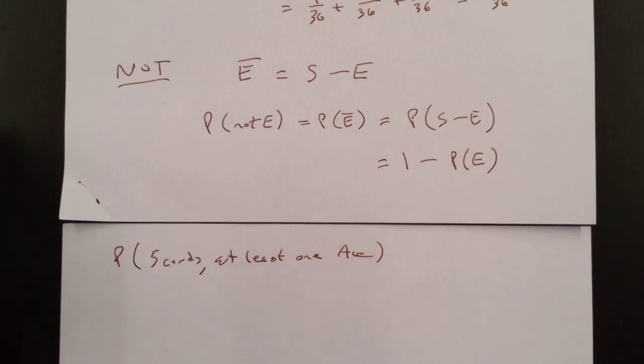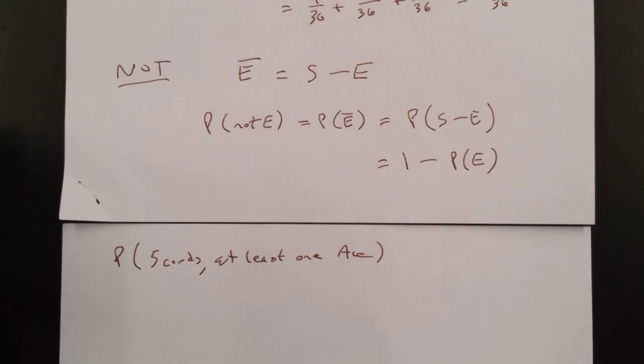I'm back to playing poker again. I get 5 cards. What is the chance at least one of them is an ace? Well, there's a problem here. I could get 1 ace, I could get 2, I could get 3, I could get 4. I'm only playing with 1 deck, so I can't get 5.